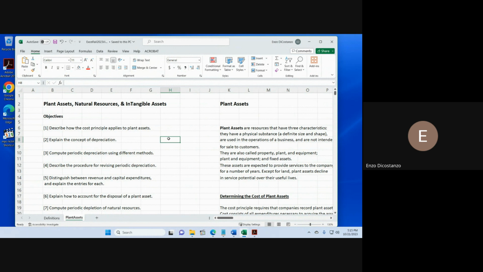So how the cost principle applies to plant assets, the depreciation concept, methods of depreciation, procedures for revising depreciation, revenue and capital expenditures, distinguishing between them and the accounting entries.